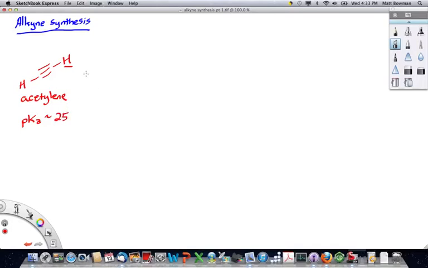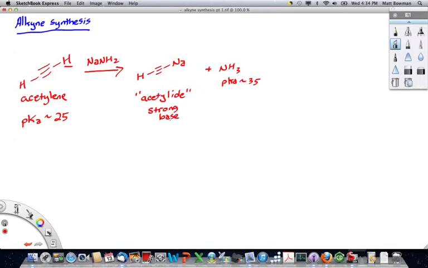In order to remove that proton, you need to treat it with a pretty strong base, such as NaNH2. And the product you get then is what's referred to as an acetylide, and ammonia. Ammonia has a pKa roughly around 35 or so, so it's pretty much an irreversible deprotonation to give you this. And this is a strong base and an SN2 nucleophile.